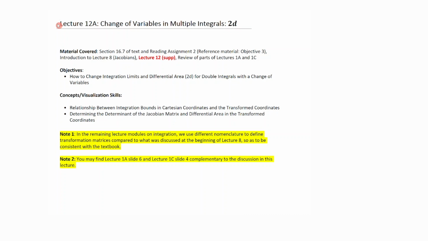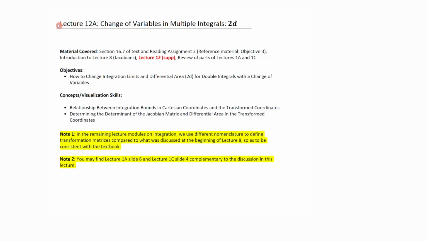Also, I would suggest you maybe review parts of lectures 1A and 1C. So the objectives of this lecture are essentially to show you how to change integration limits and the differential area in 2D for double integrals with the change of variables. And its concepts and visualization skills are twofold. First is the relationship between integration bounds in Cartesian coordinates and the transform coordinates. And secondly, determining the determinant of the Jacobian matrix and the differential area in the transformed coordinates. So these are part and parcel of the same thing.